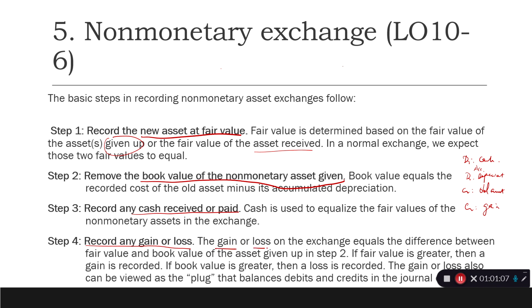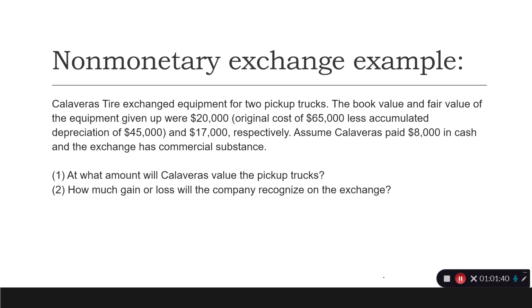So the gain or loss on exchange equals the difference between the fair value and the book value of the asset given up. In other words, the gain or loss always equals the fair value of the old machine minus the book value of the old machine. If the fair value is bigger, then you have a gain and you realize the gain. If the book value is bigger, then you have a loss. Okay, let's look at an example.